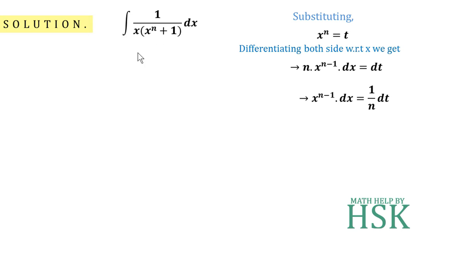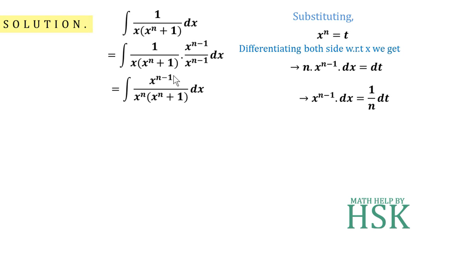So next, I'm going to make the substitution work by multiplying and dividing the function by x to the power of n minus 1. On doing that, I'm going to obtain x to the power of n minus 1 upon x to the power of n into x to the power of n plus 1. Now, x to the power of n minus 1 dx can be written as 1 upon n times dt, and this x to the power of n can be replaced by t.